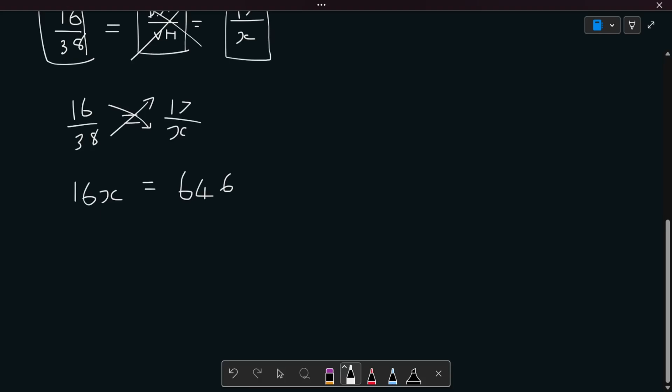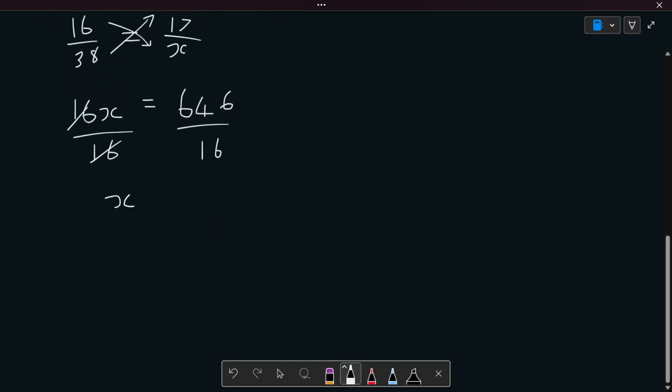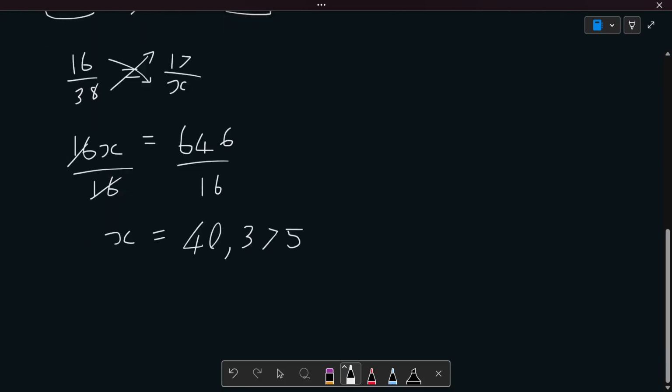If I'm not mistaken, from the calculations. Okay, and now we just have to divide both sides by 16 to solve for X, to get X on its own. So these two can cancel out over here. And then we will have the final answer, where X is going to be equal to 646 over 16. If we put that on the calculator, it's going to be equal to 40.375. Okay. And that is our answer for x. We can stop here at this point.